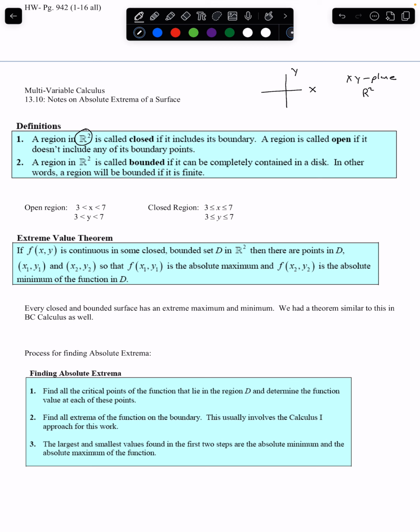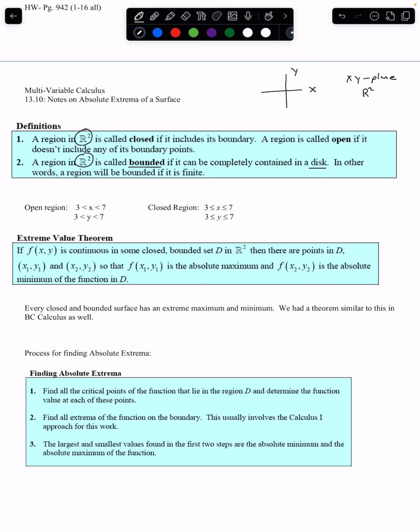What we're going to do is project this plane up into a surface. And anything within the boundary of that plane, we're going to try to find out where the maximum and the minimum value occur. We say that the region R2 is called bounded if it is completely contained in a disk. And again, this just comes from our normal understanding of the domain.